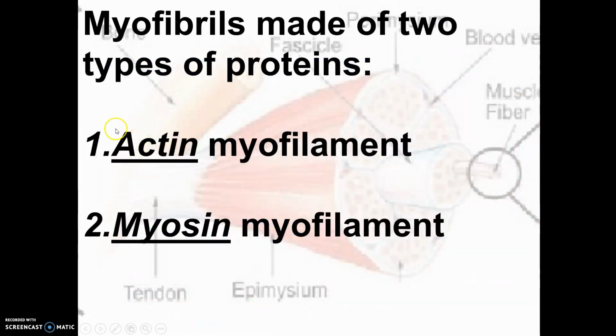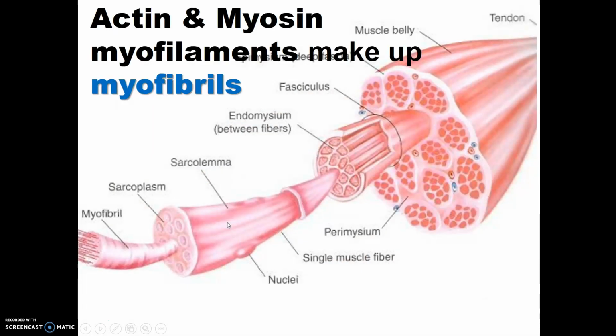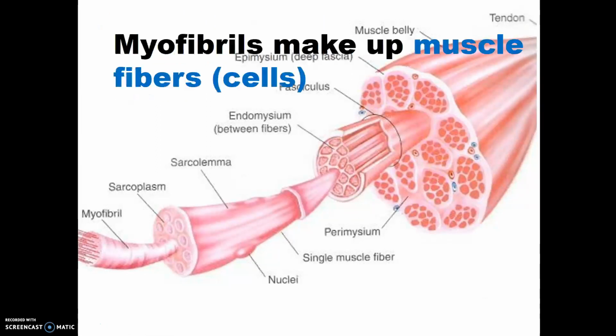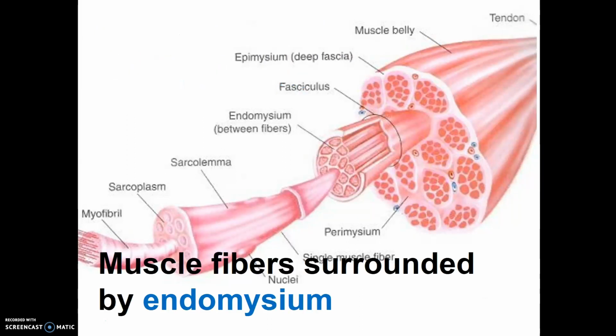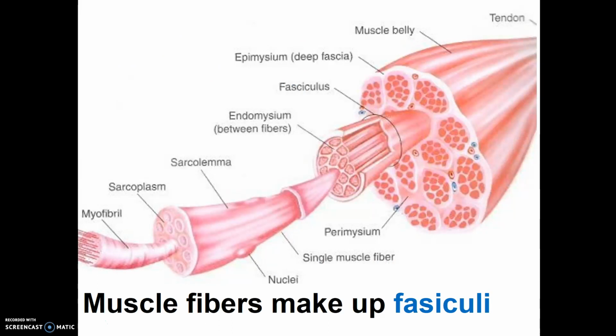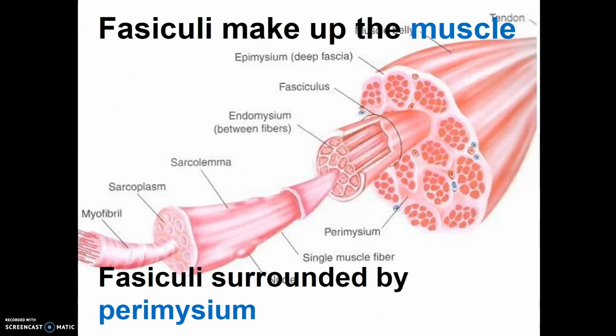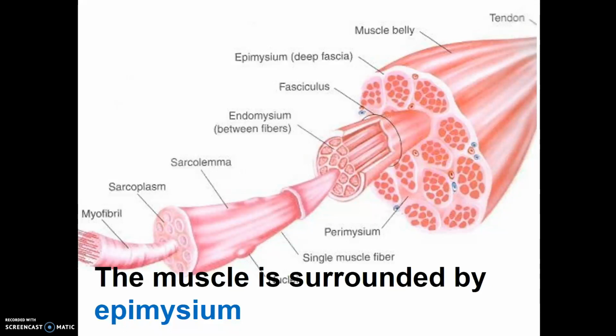Myofibrils are made of two types of proteins, the myofilaments that you just saw, called actin and myosin. We're going to go into more detail of those. So the actin and myosin myofilaments make up the myofibrils. Myofibrils make up the muscle cells. Muscle cells, going outwards now, make up the fasciculi, and they're surrounded by endomysium. And the fasciculi are surrounded by perimysium. Perimysium and the fasciculi are all surrounded by epimysium to make the muscle.